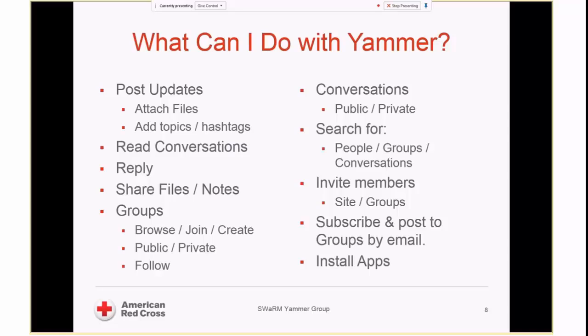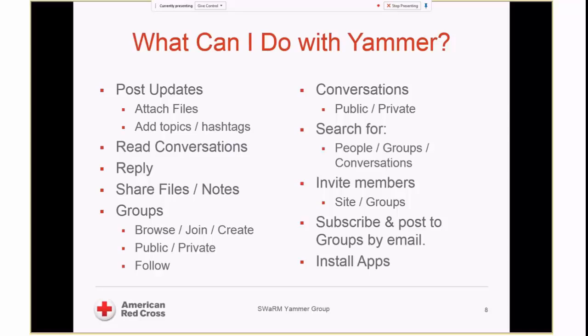Now, the other thing that you can do is follow conversations. So conversations can be either public or private, so you can have one-on-one conversations with people, or it can be open to the public or to the group as well. You can search for people, you can search by groups, you can search by conversations. And I will show you all how you can do all these different tasks within Yammer.